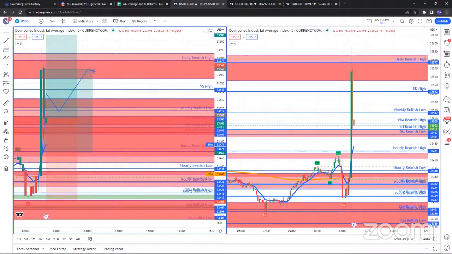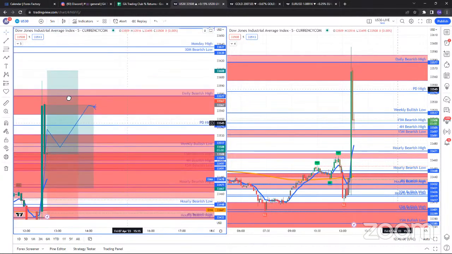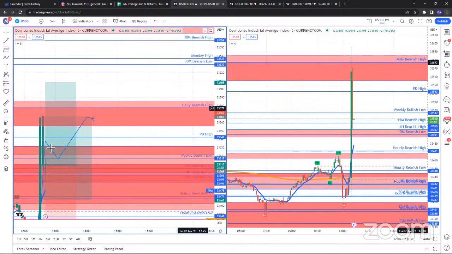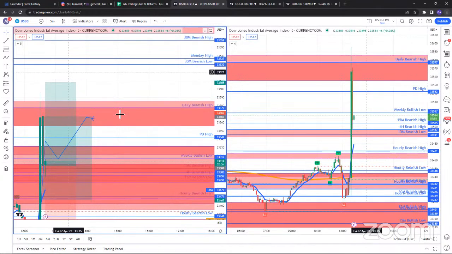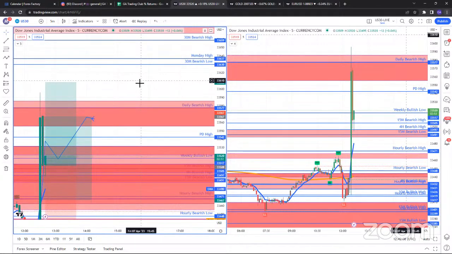So would you buy it? Okay, yeah, up to about 50%. Would you say to about the previous day high? No, if this thing takes off, it's gonna take off. It's going all the way, blasting through the daily bearish high and all the way up. So for this particular trade, I will hold till full take profit in any case, but there you go.